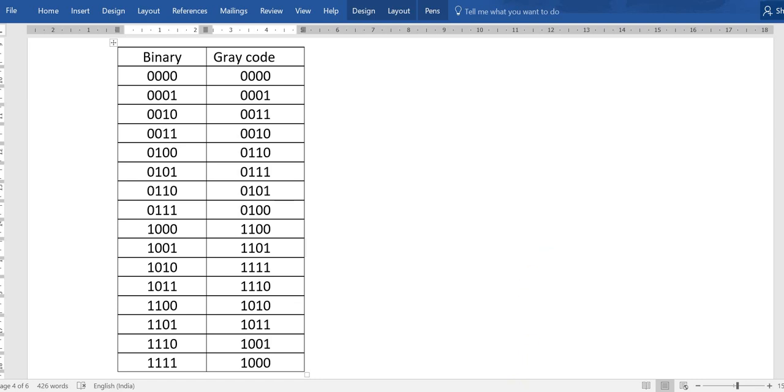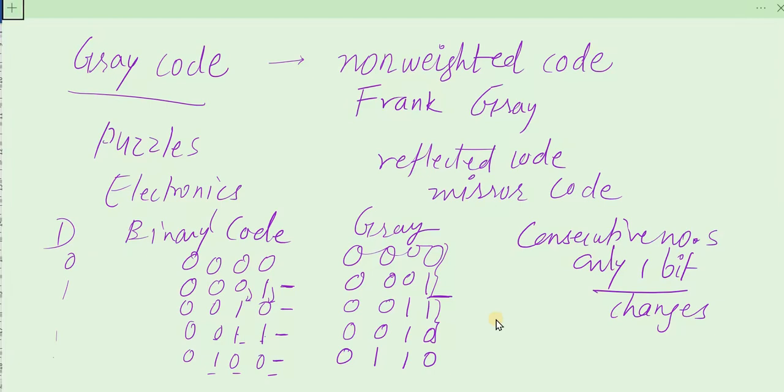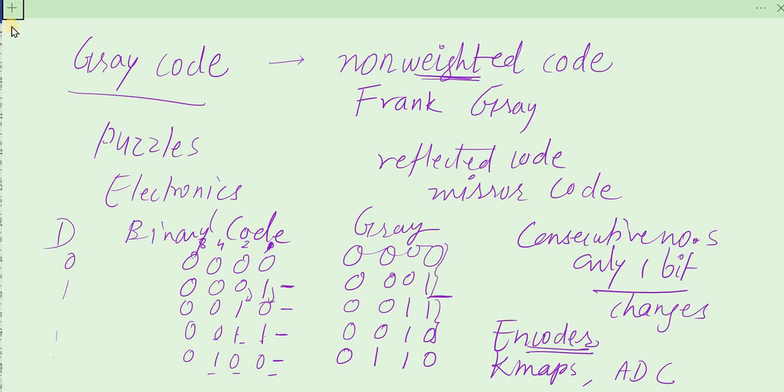In binary code, the weights are 2 raised to 0, that is 1, then 2 raised to 1, so 2, then 4, then 8. So 8, 4, 2, 1 are the weights. Gray code is a non-weighted code; it does not have any weight. In electronics, it is used in encoder circuits, in K-maps, and sometimes in ADCs. These are the applications of Gray code in electronics.